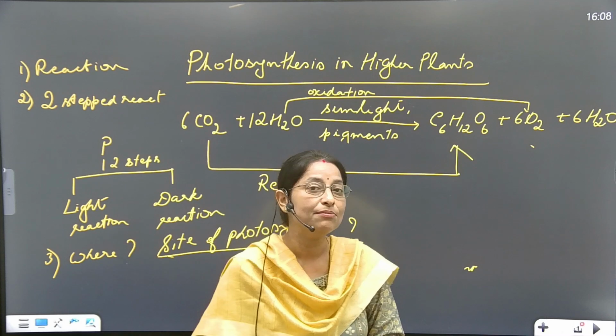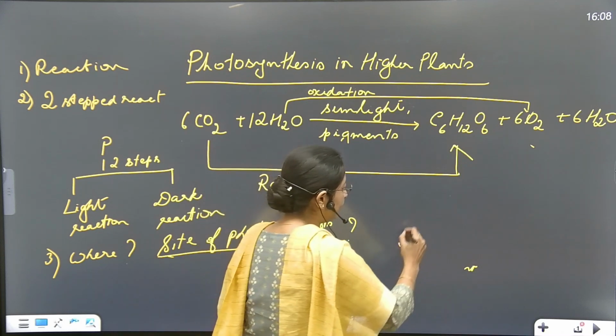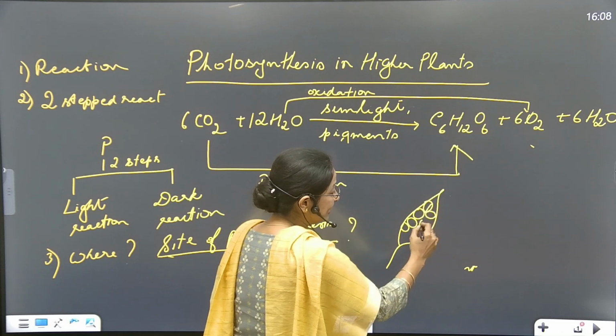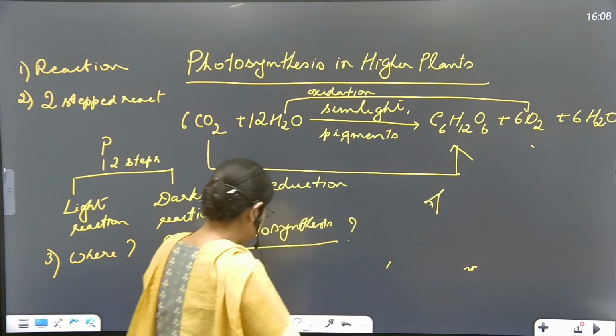When we are talking about a leaf, obviously photosynthesis occurs in the leaf, but a leaf comprises cells. Oh no, current anatomy we know.